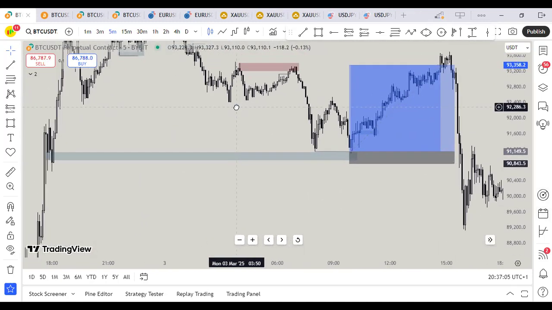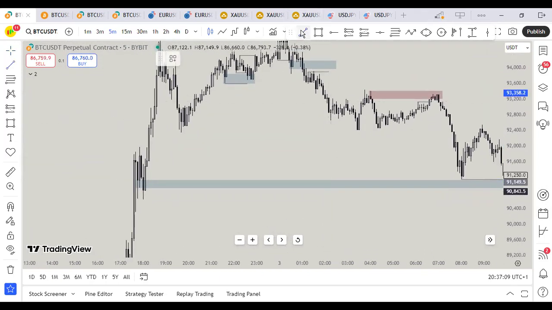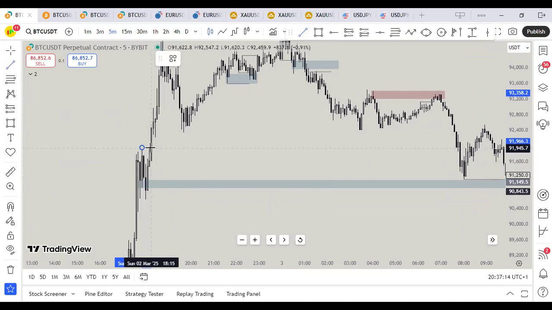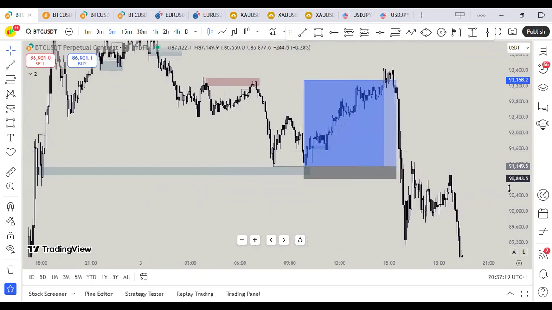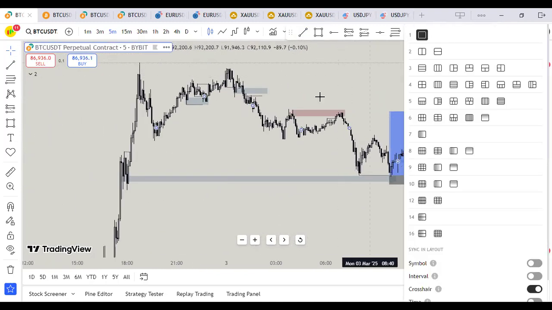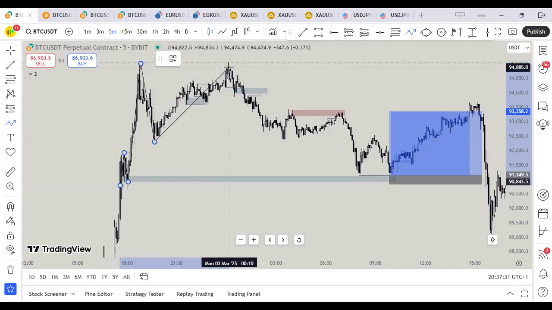Now, today on BTC, I can identify that this is a break of structure towards the upside on the 5 minute time frame. Then, I can identify that this is the structure that market is trying to create right here now. Let me draw it out for you guys. We have this break of structure.